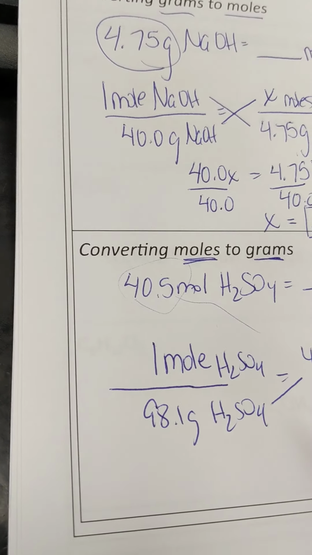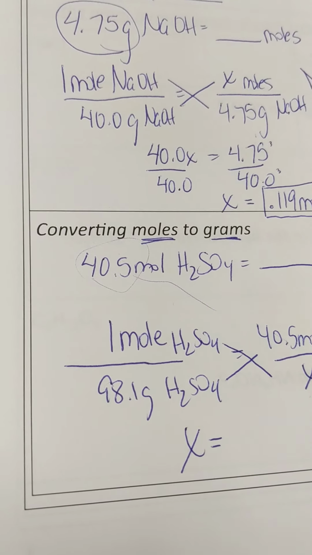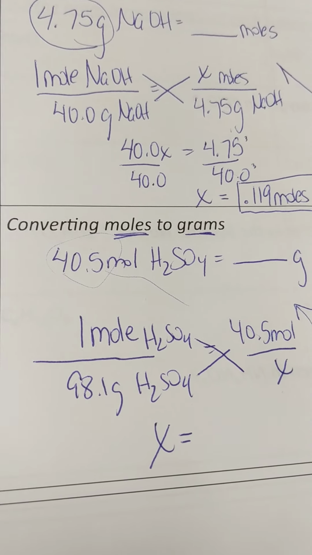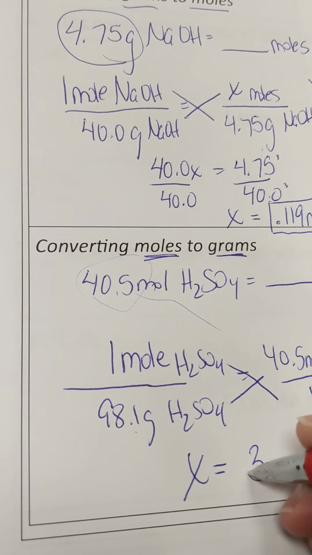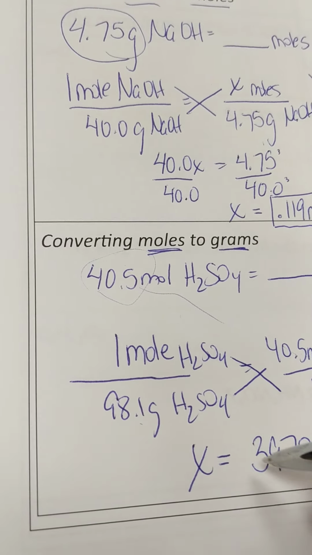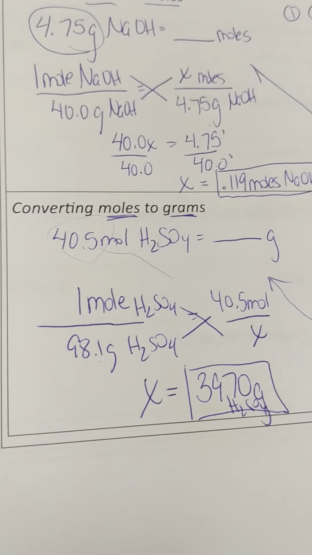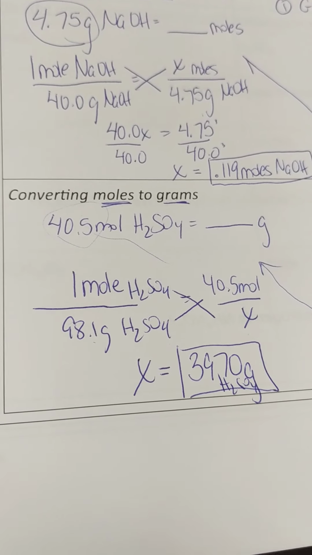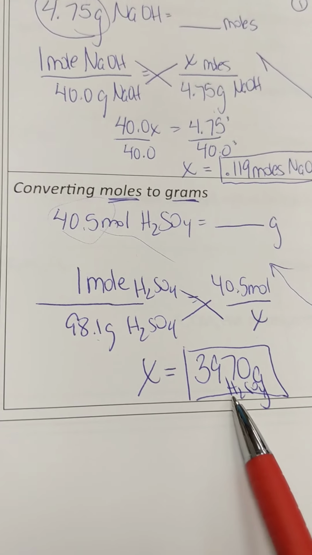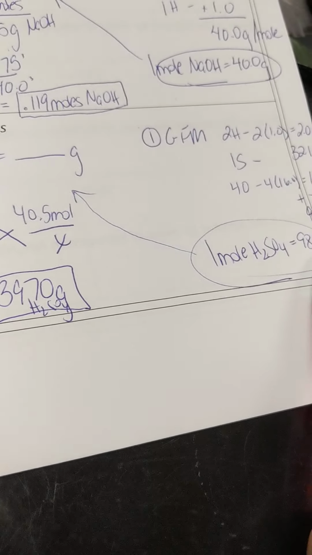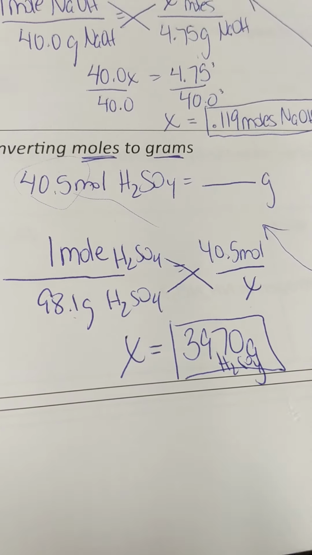And I cross multiply. 1 times X just gives me X. 98.1 times 40.5. I have 3 significant figures in each, so I end up with 3,970 grams of H2SO4. Let's see if it makes sense. If 1 mole is 98.1 and I have 40 moles, yeah, it makes sense that it would be about 40 times as big. So 1 mole is 98.1, 40.5 moles is how many, and cross multiply.